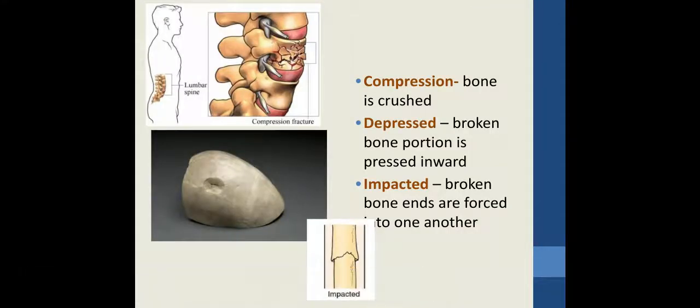You can have a compression fracture where you crush the bone. You can have a depressed fracture where it's broken and a portion pushes inward. This can be on any bone, but you'll see depressed mostly talked about for skull fractures. And then you can have an impacted fracture where the broken bone ends are forced into each other.